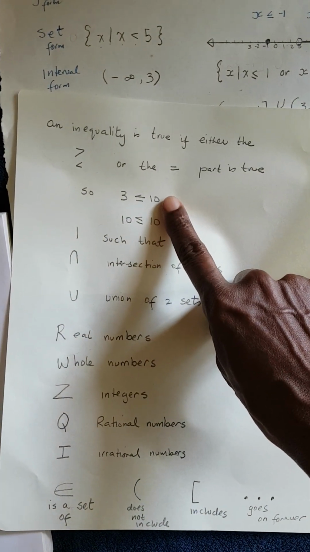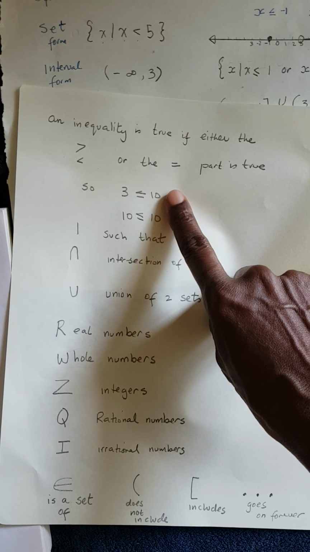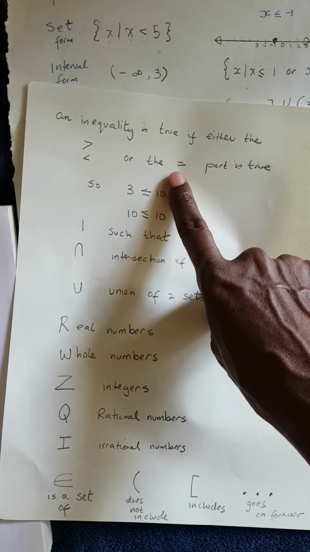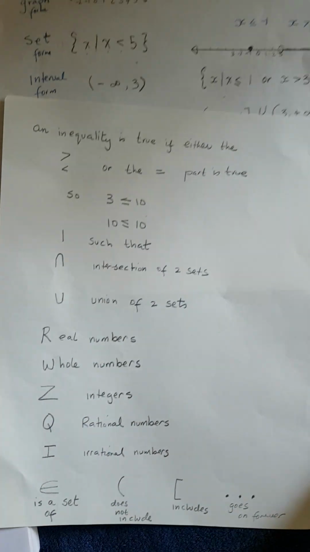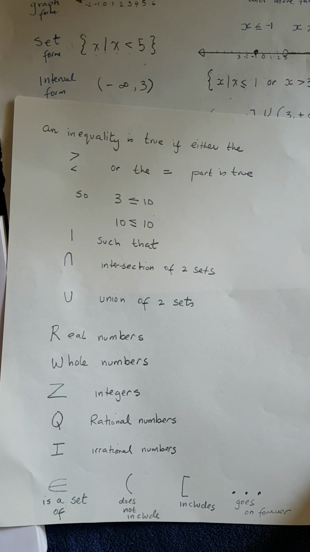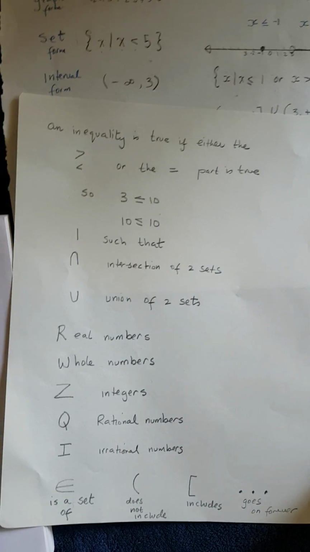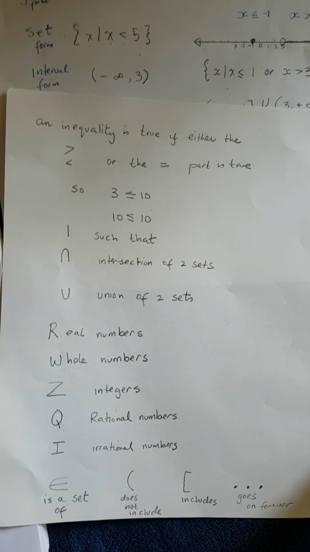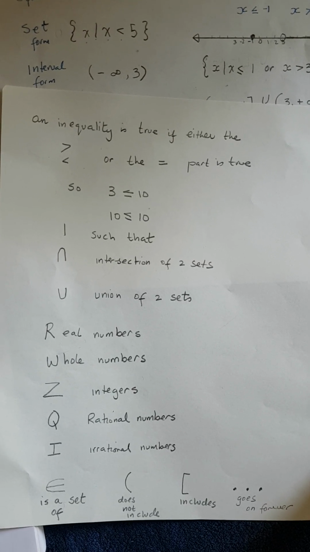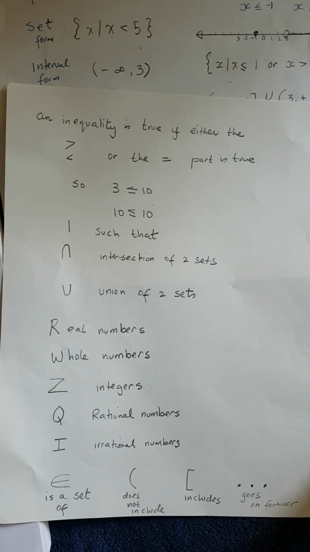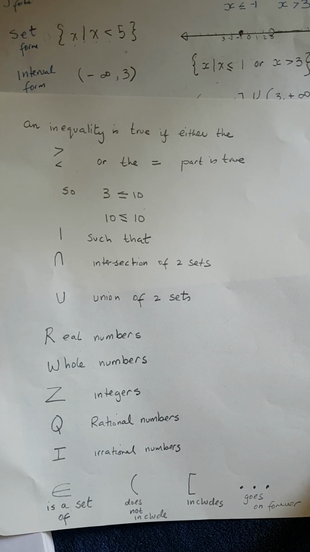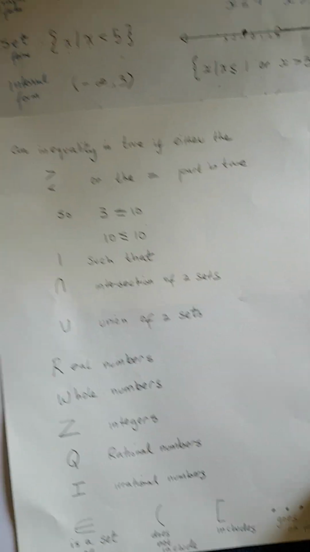You would know already that an inequality is true if either the more than or less than sign or the equal sign part is true. So 3 is less than or equal to 10 is true. It's not equal to 10, it's less than 10, so it's true. And 10 is equal to 10, but you can also write 10 is less than or equal to 10. And in set notation, you will, let me just put my glasses on.